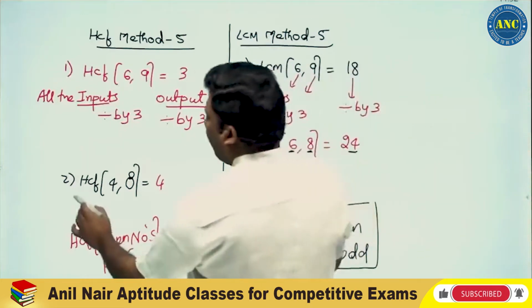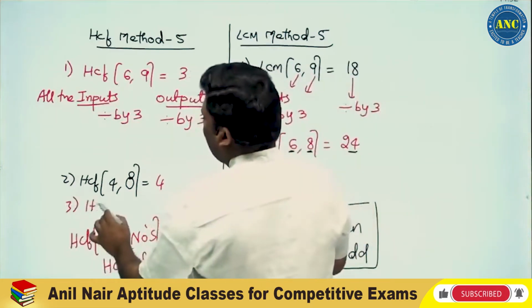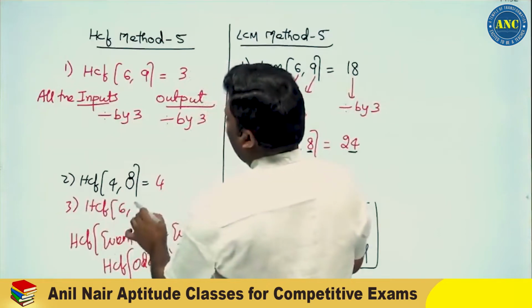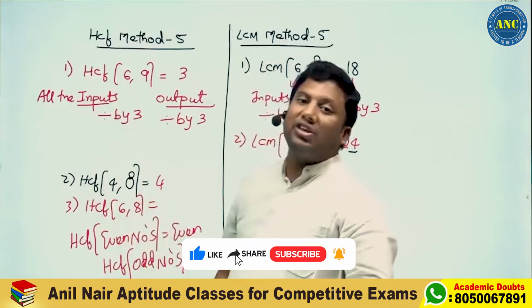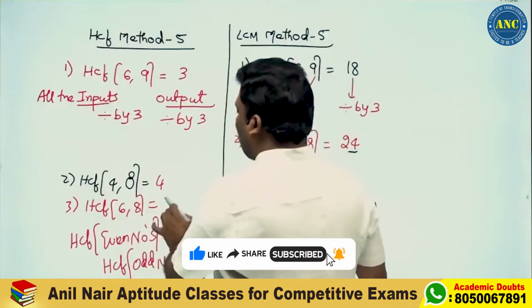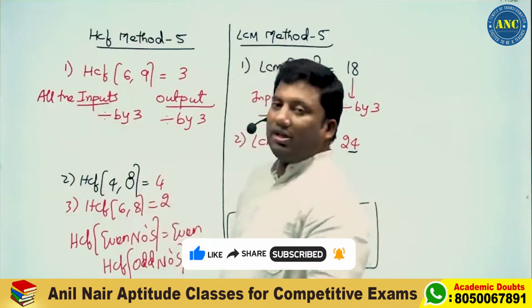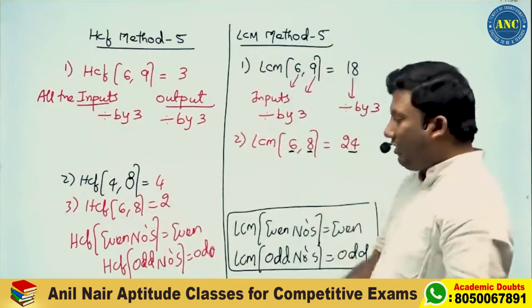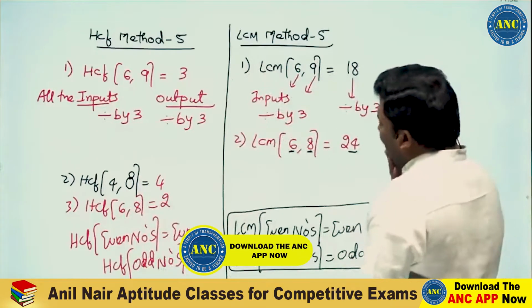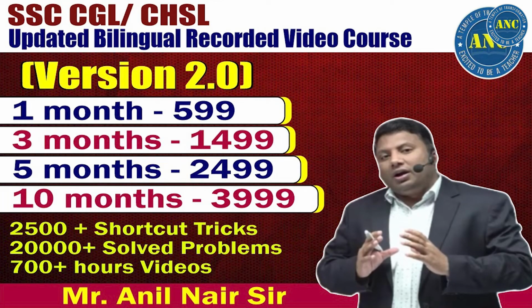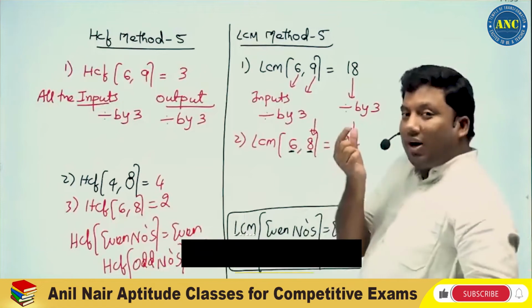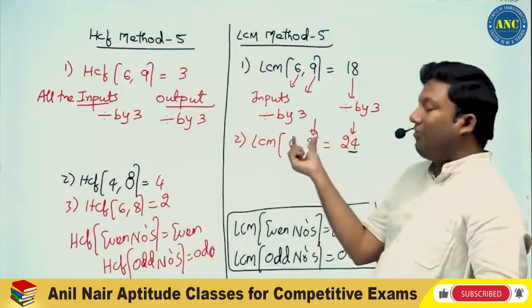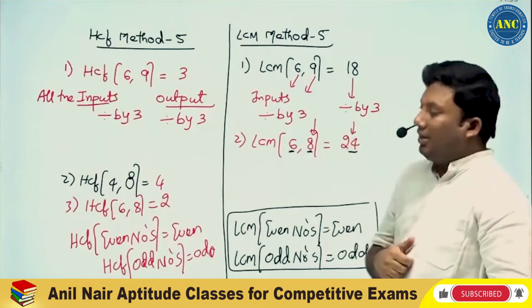One important conclusion, listen carefully. HCF of 6, 8. 6 is not a factor of 8, 3 is not a factor of 8, 2 is a factor of 8. So the answer is 2. Listen carefully. This is a multiple of 4. If one of the inputs is a multiple of k, the answer is also a multiple of k.